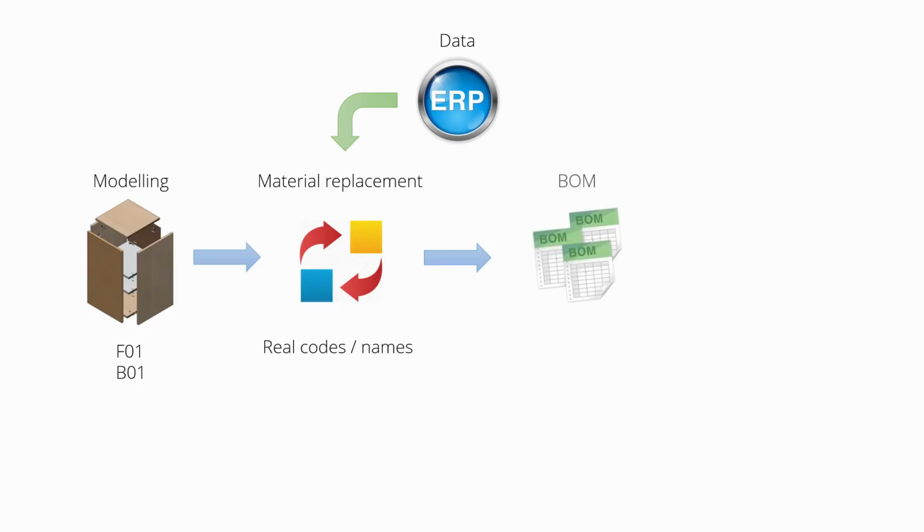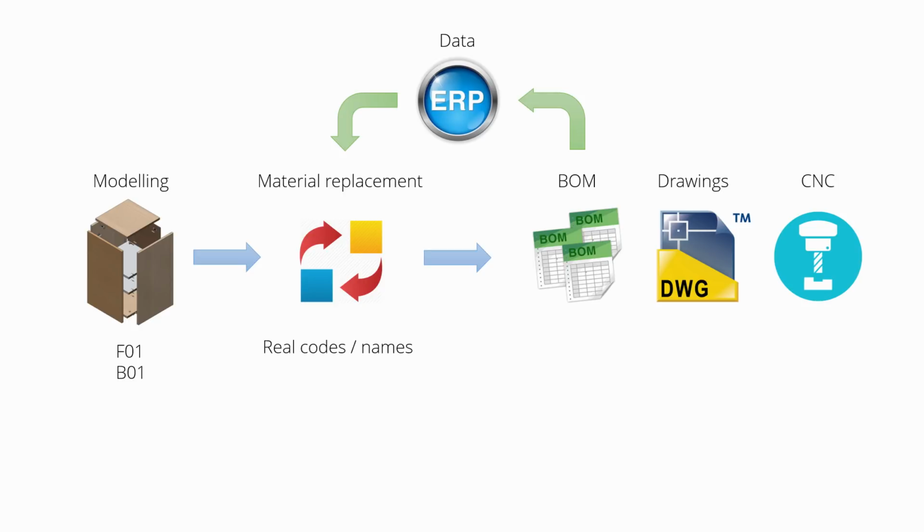Okay, the next step, we get a bill of materials, which basically uses the same codes and names as your ERP system. And because those are, let's say, relatives, we can just send the data back to the system. The same codes and names will also be used in the drawings as well as in the CNC programs.